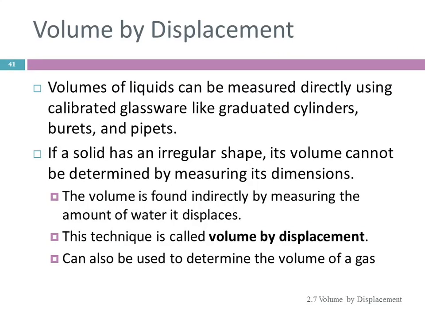So, volume by displacement. Regular solids, we can measure their dimensions and use geometry to calculate their volumes. But with liquids, we can use calibrated glassware, like graduated cylinders, burettes, pipettes. In the kitchen, you use a measuring cup to measure the volume. But if you have a solid with an irregular shape, it's a little more challenging.